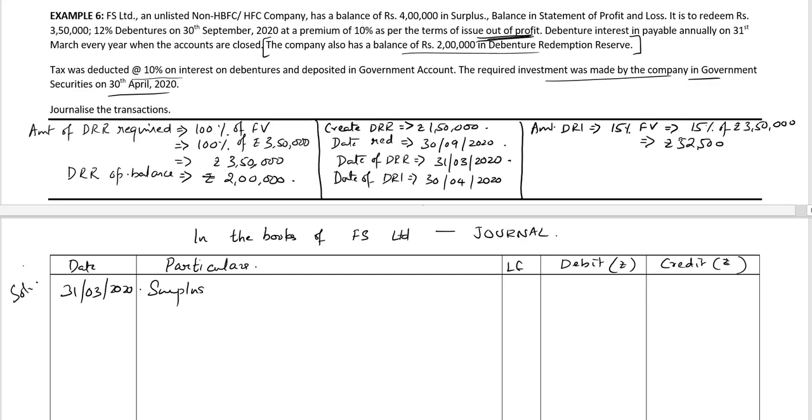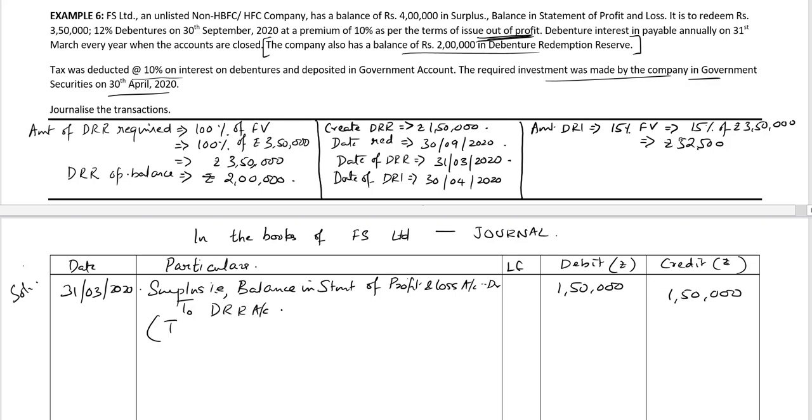Surplus, that is balance in statement of profit and loss account debit, to DRR account, the amount transferred as per the working note 1,50,000 rupees, for transfer to DRR.